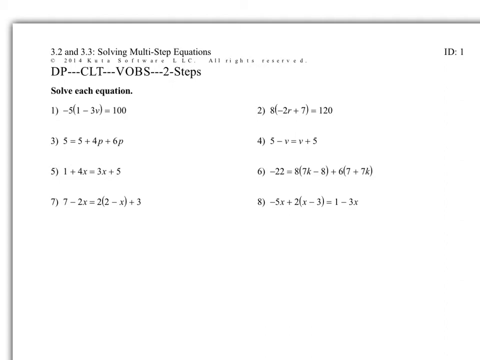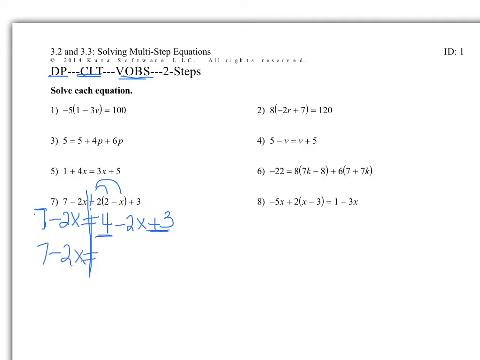Number 7 looks like it's got distributive property and eventually combining like terms and maybe VOBs. So let's go ahead and see. We're looking at 7 minus 2x is equal to, let's distribute, 4 minus 2x plus 3. That's by distributing the 2 into the parentheses. So the left-hand side is all good, but the right-hand side needs to combine the 4 and the positive 3, which makes 7 minus 2x.